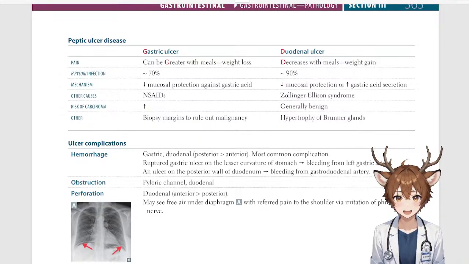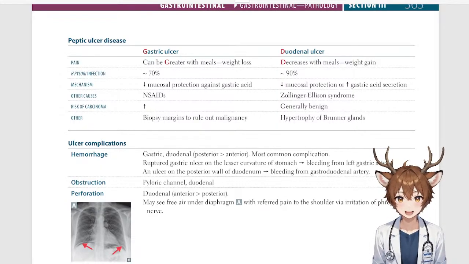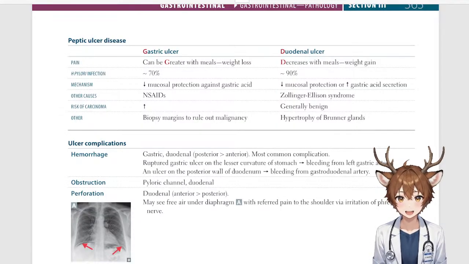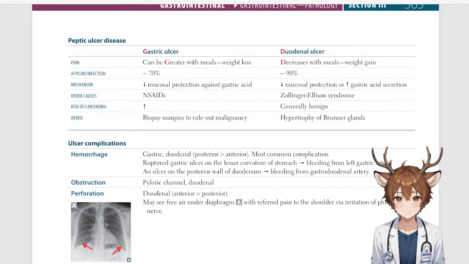Okay. H. pylori infection found in 70% of cases. Mechanism, decreasing mucosal protection against gastric acid. It also can be caused by NSAIDs. There's an elevated risk of carcinoma. Biopsy margins to rule out malignancy.